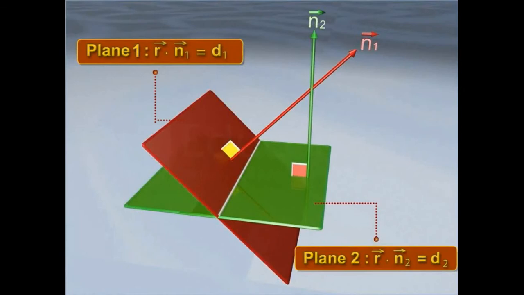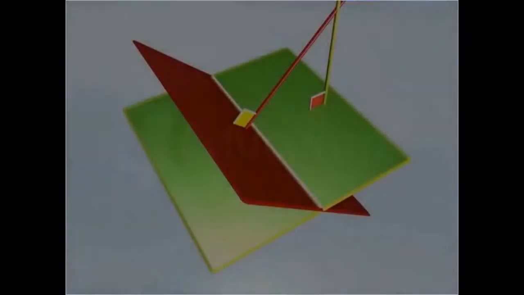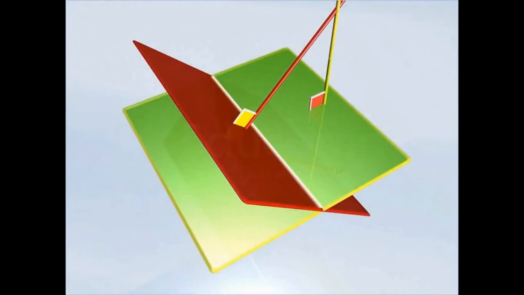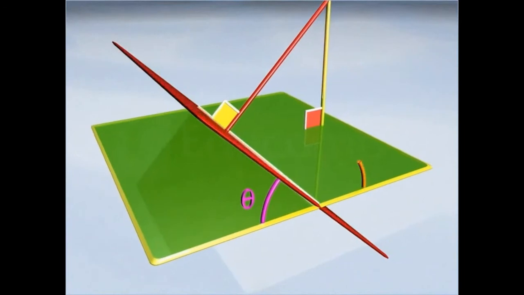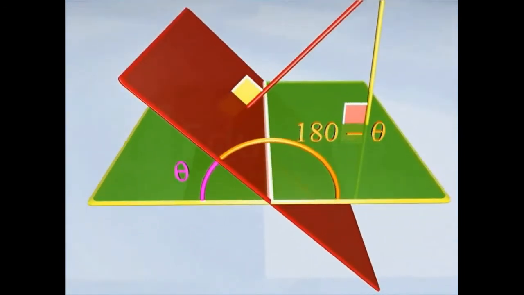are described by the equations vector r dot vector n1 is equal to d1 and vector r dot vector n2 is equal to d2. Let us assume that the acute angle formed between the two planes is theta. This further implies that the obtuse angle between the two planes is 180 degrees minus theta.